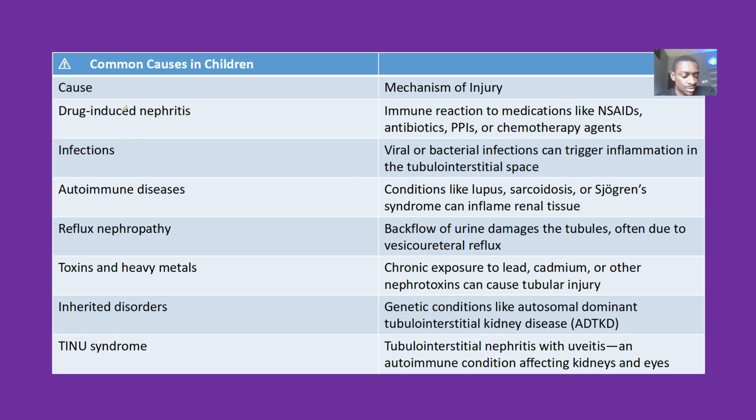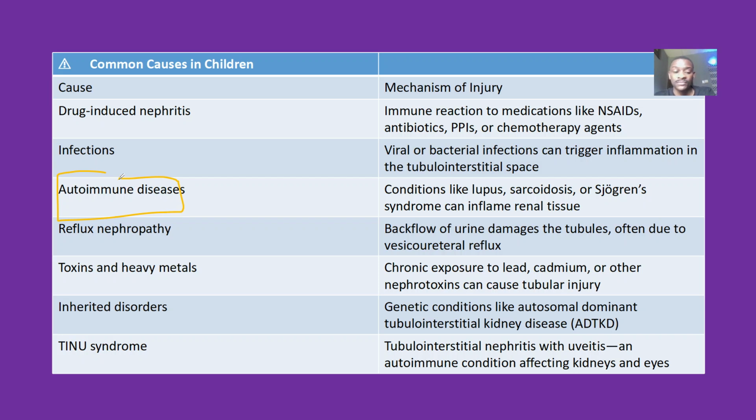So these are issues that could lead to tubulointerstitial disease. You have drug-induced ones. It could be infections. It could be autoimmune diseases where the body's own immune system is fighting the body's own tissues. It could be reflux nephropathy. That one, urine is coming to the bladder, how will I put it, there's a backflow of urine.